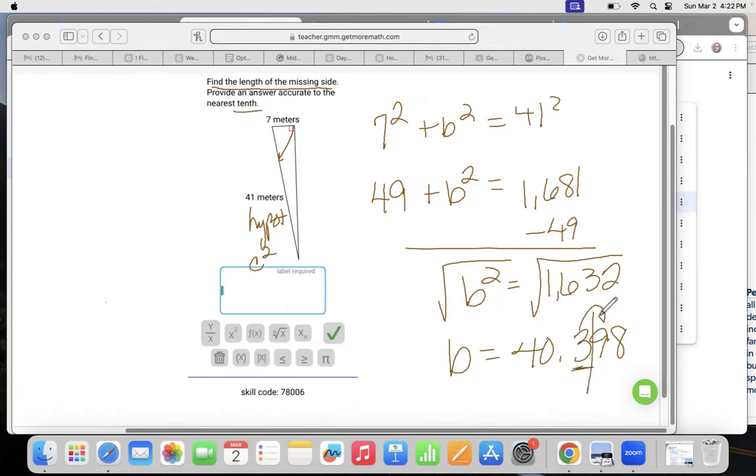So I'm going to look at the place behind it. That is 5 or bigger. So the 3 becomes a 4. So it is 40.4 meters.